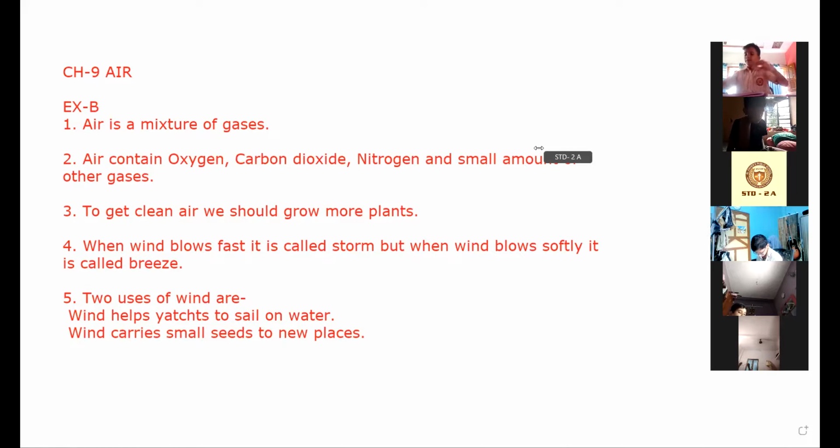Okay, ma'am. Yes, after this sentence, you can add two sentences: we cannot see air, but we can feel it. Yes, you can add these two sentences. Thank you, ma'am.